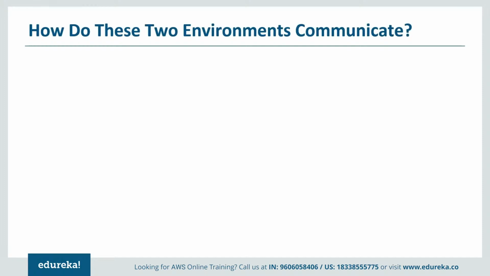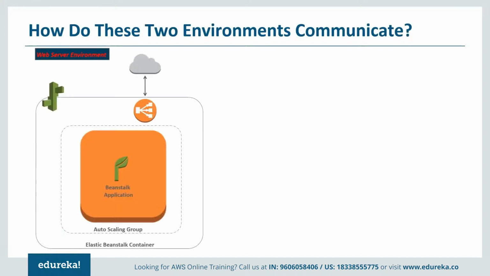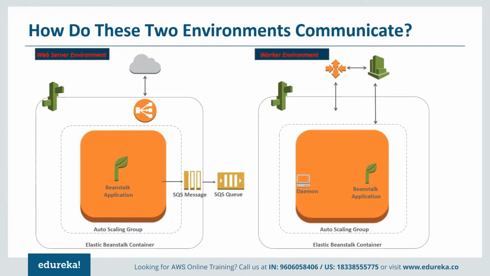Now you know what web server environment is and worker environment is, and why we need worker environment. But there has to be some way so that this web server environment can pass on this task to worker environment. Let's see how. So you have your web server environment. It has received a request, and while processing, it has encountered tasks which are taking a lot of time. So what it does, it creates an SQS message. SQS is a simple queue service offered by Amazon. And this message is then put into SQS queue. And the different requests are arranged based on priority in the SQS queue.